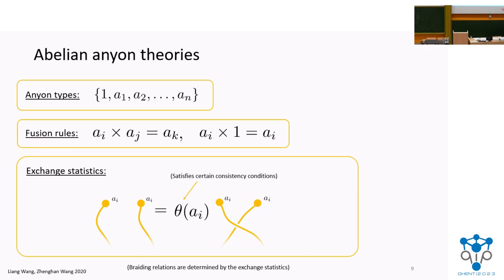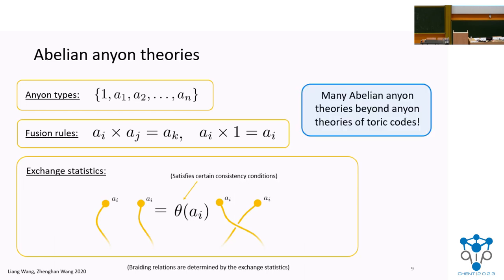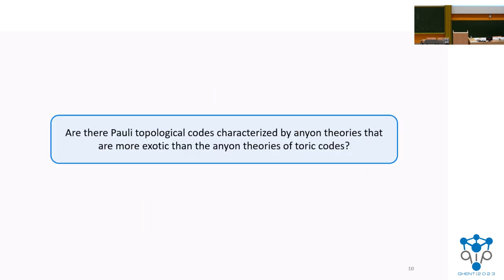Now, there are certain consistency conditions on this data. One can solve those consistency conditions to classify abelian anyon theories, and that's been done. We have a complete classification of abelian anyon theories. And there are many abelian anyon theories beyond those of the Z4 toric code or the usual Z2 toric code or even copies of the toric code. So that begs the question, for these more exotic abelian anyon theories, can we construct corresponding Pauli topological codes? And the answer to that rhetorical question is yes. And that's what we showed in our work.